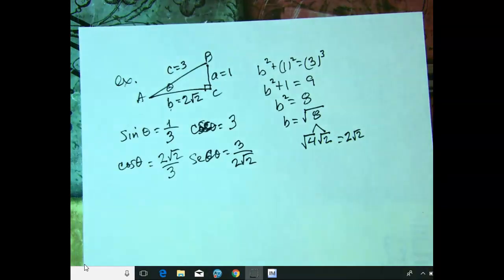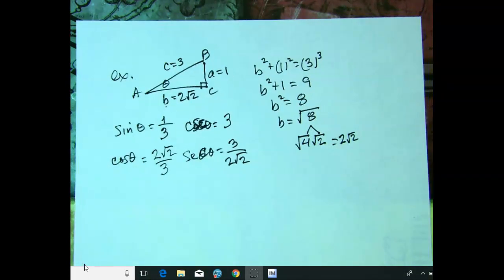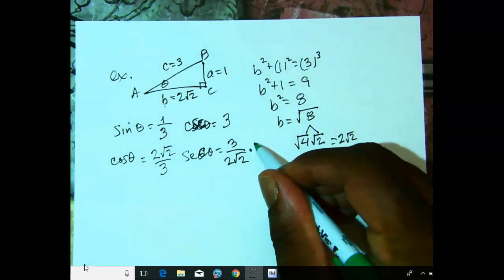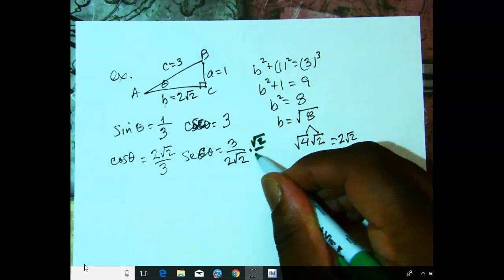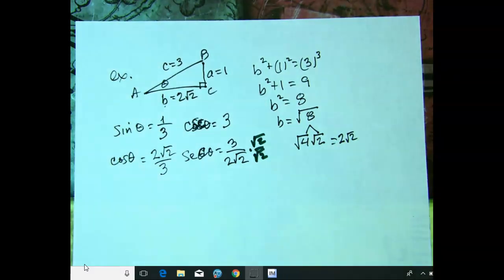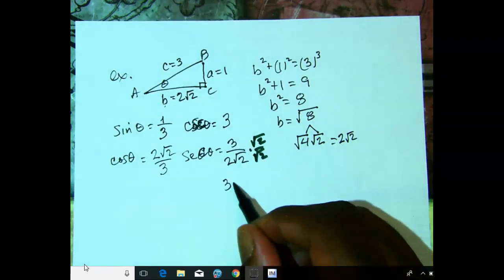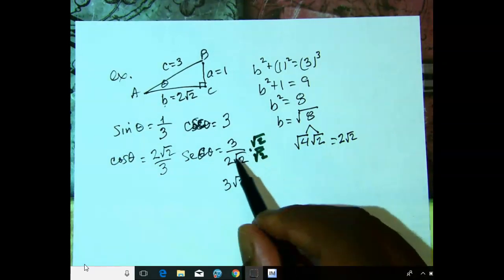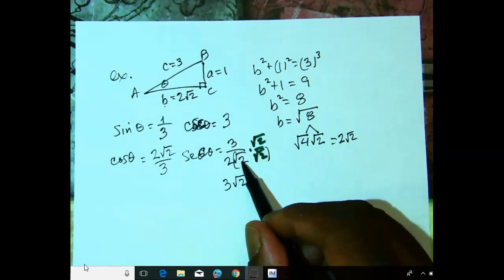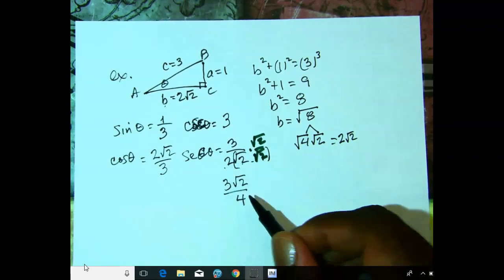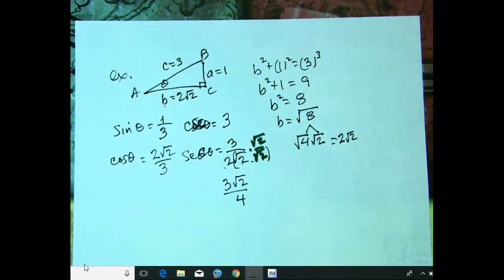So in this case, we do run into the issue where we have a radical in our denominator. So we know how to take care of that. We multiply by a special form of 1, root 2 over root 2. So on top, you get 3 times root 2, we're going to get 3 root 2. On the bottom, we get root 2 times root 2, which is 2. 2 times 2 is 4. So our secant of theta is 3 root 2 over 4.